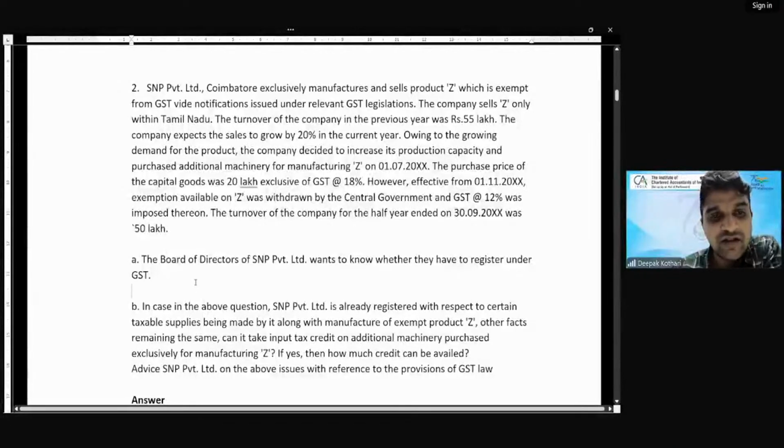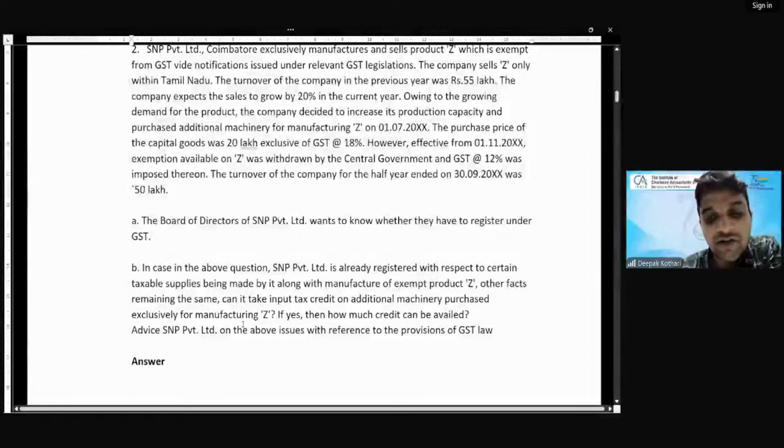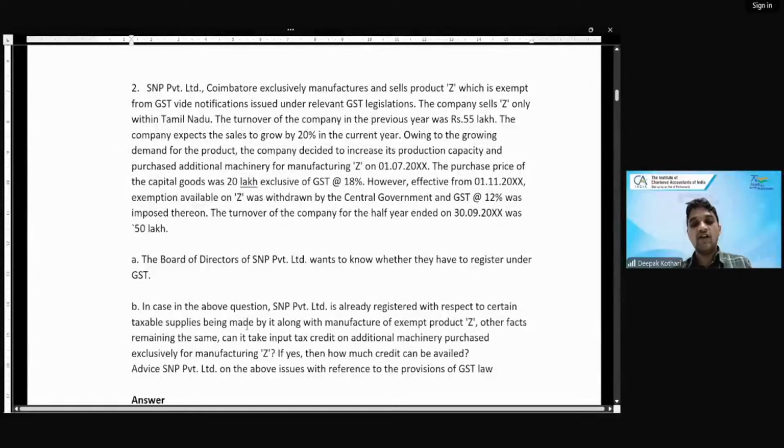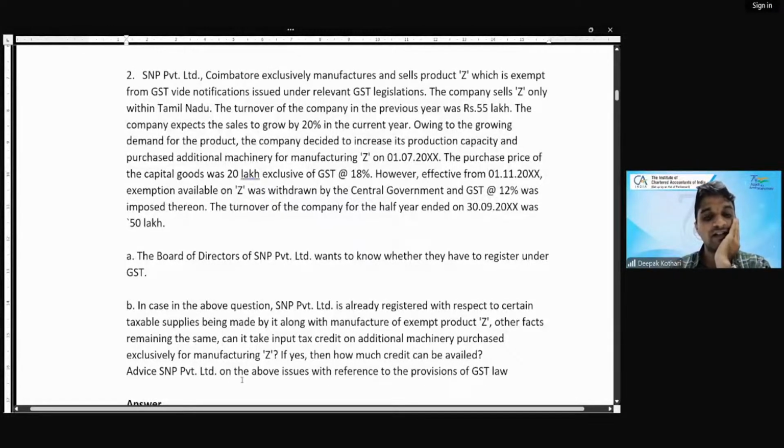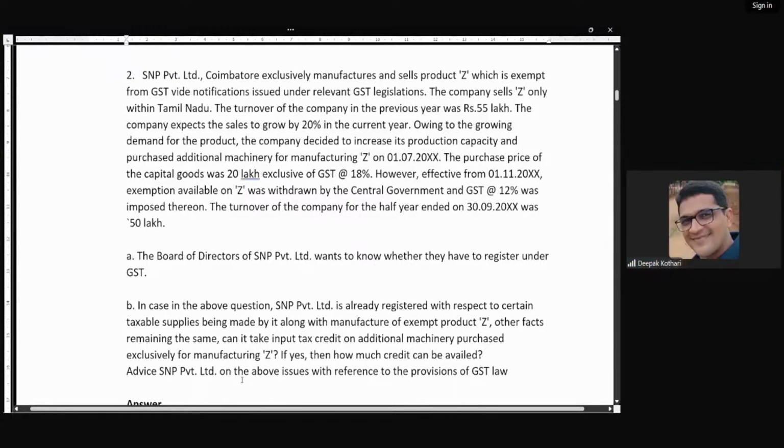And that is the first question. Second, in case of the above question, SNP Private Limited is already registered. If in case, that's a separate question, it has already registered with respect to certain taxable supplies made by it along with the manufacture of exempt product Z, other facts remaining the same, can it take input tax credit on the additional machinery purchased exclusively for manufacturing Z? If yes, then how much credit can be availed? Advise SNP on the above issues with reference to provisions of the GST law. So this is your question. I'll give you 5 minutes time. Think over and then answer.